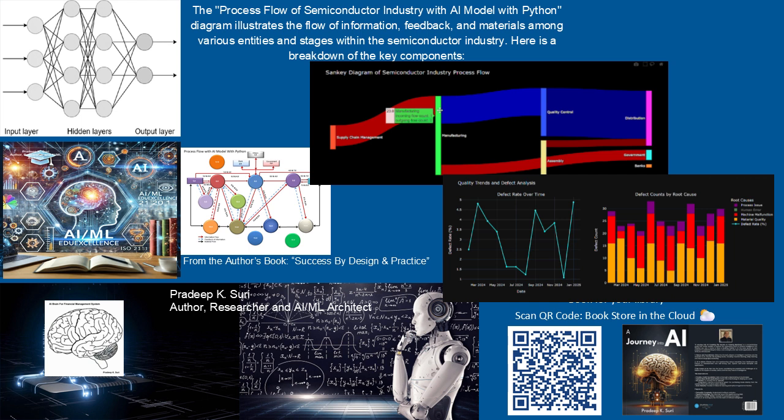KPI dashboards. Real-time dashboards give a snapshot of performance metrics like production output, cost efficiency, quality compliance, and revenue. AI can identify trends in these metrics, highlight risks, and suggest optimization strategies. Scenario modeling. AI can simulate different strategic scenarios, like entering a new market or changing suppliers, and predict the potential impact on cost, revenue, and risk.